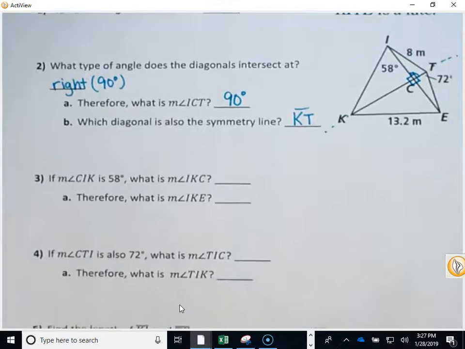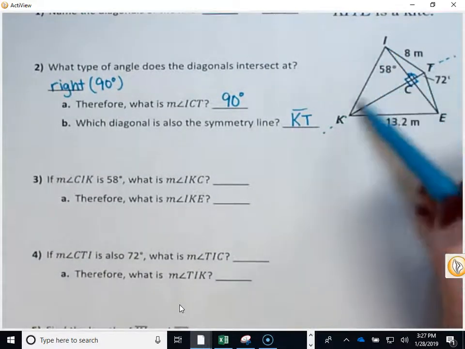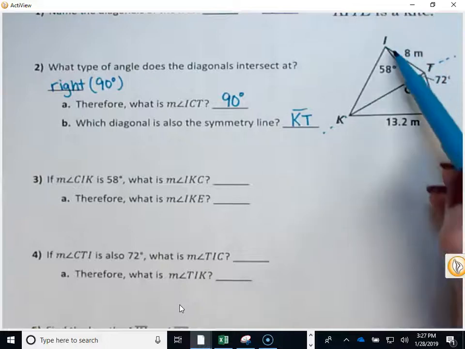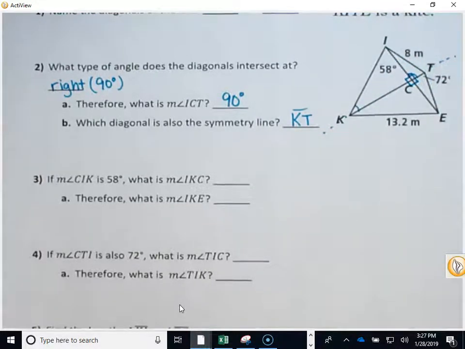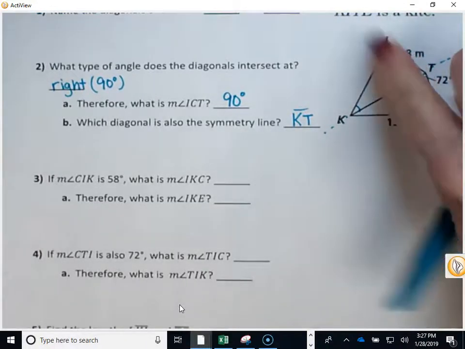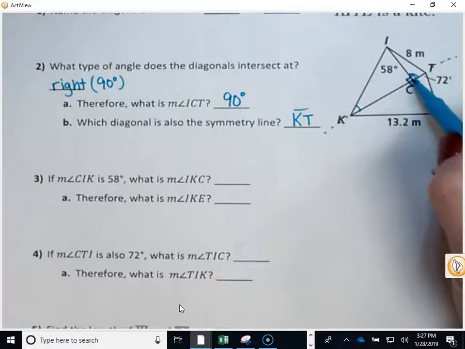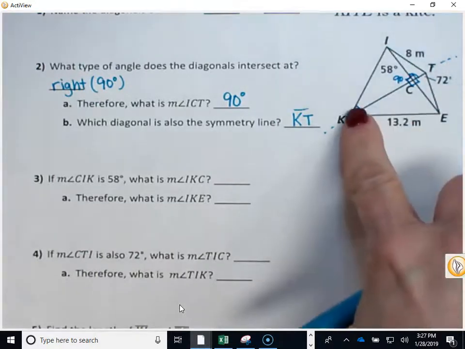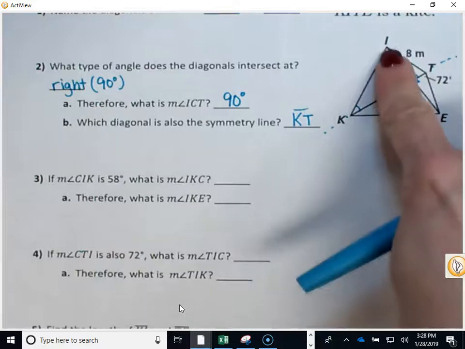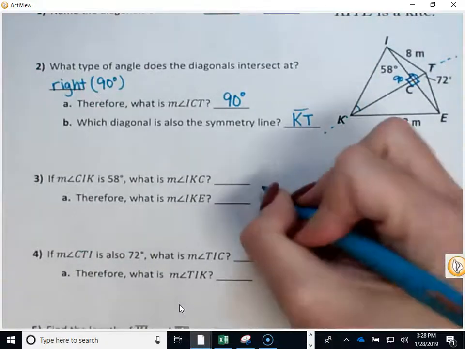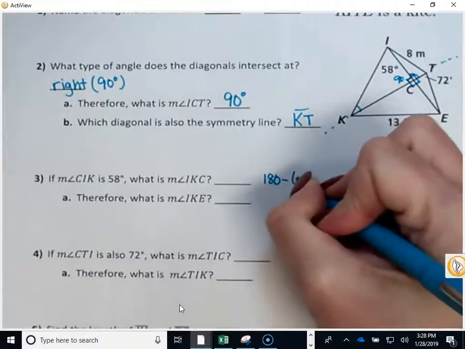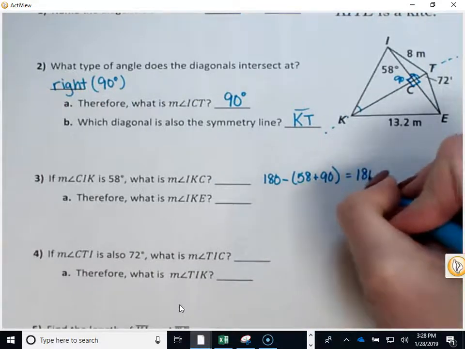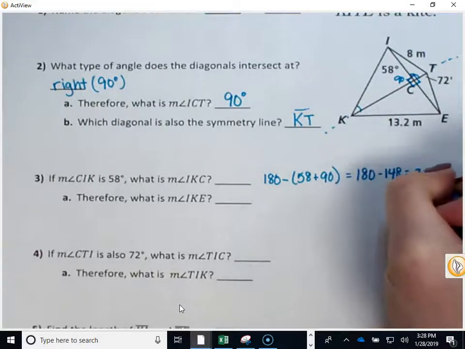If the measure of angle CIK, so going from C to I to K, is 58, which they've already labeled there for you, what is the measure of angle IKC? So this angle here is the one they're looking for. Okay, now we know this angle's 58, and we know this angle, since these two intersect at 90-degree angles, is a 90-degree angle. Then I can find this angle because this makes a triangle here, and we know that the three angles of a triangle add up to 180. So I can take 180 minus 58 plus 90, which gets us 180 minus 148, which is 32 degrees.